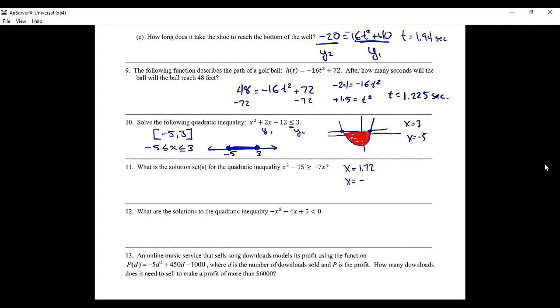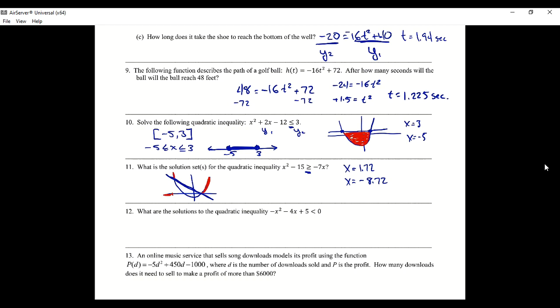And x equals negative 8.72. Now, we end up with a parabola that looks kind of like this, and then it has a line that's going like this, ish. Now, the inequality is saying greater than. Therefore, we're looking for the pieces of our parabola that are above.